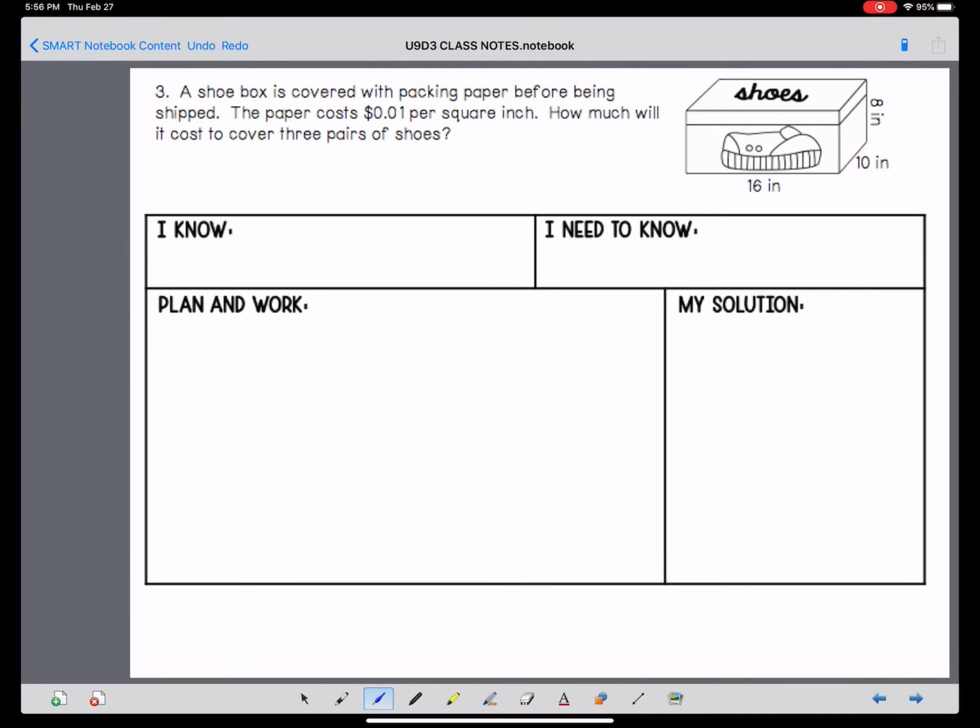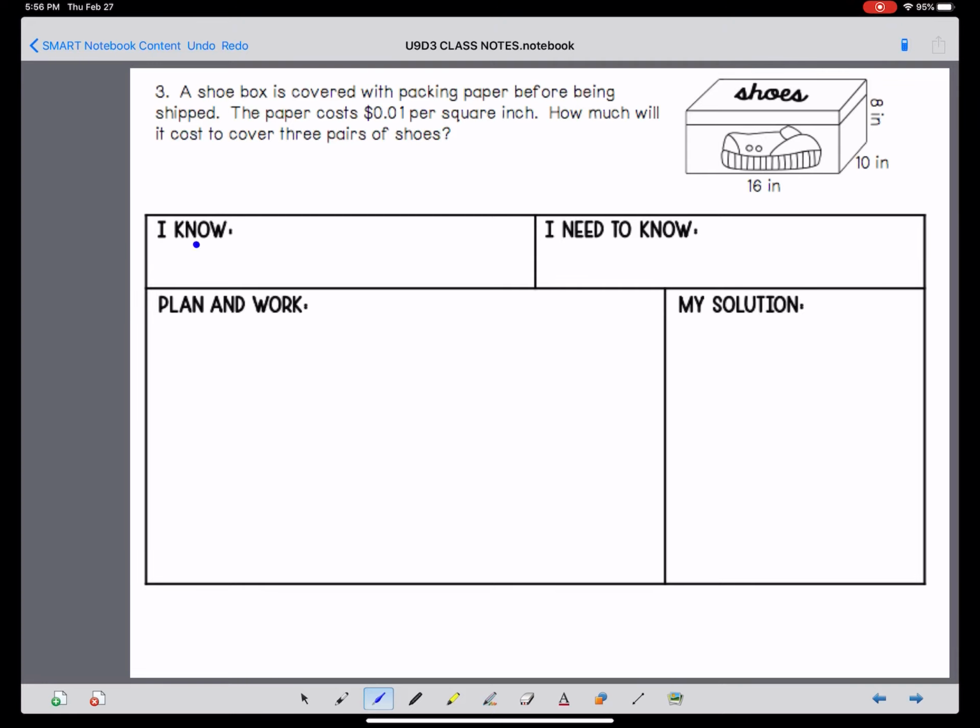Okay, question number 3 says, a shoebox is covered with packing paper before being shipped. The paper costs 1 cent per square inch. How much will it cost to cover 3 pairs of shoes? Like we said earlier, we're solving multi-step equations. Let's start with the very first thing that we know.